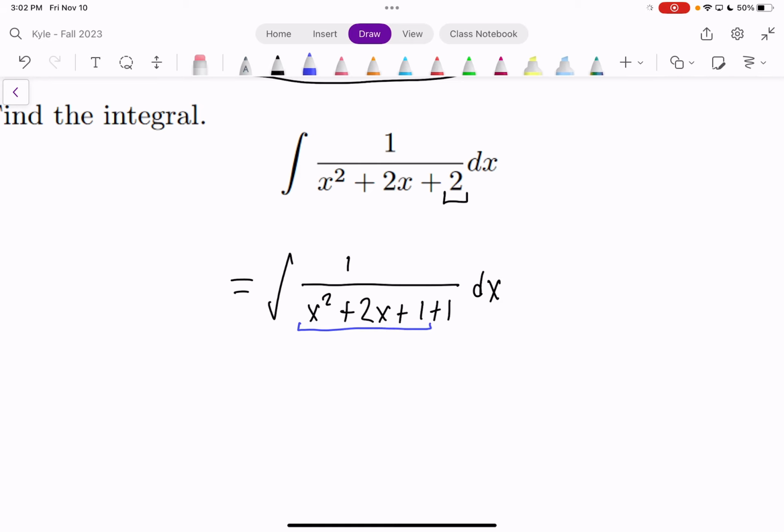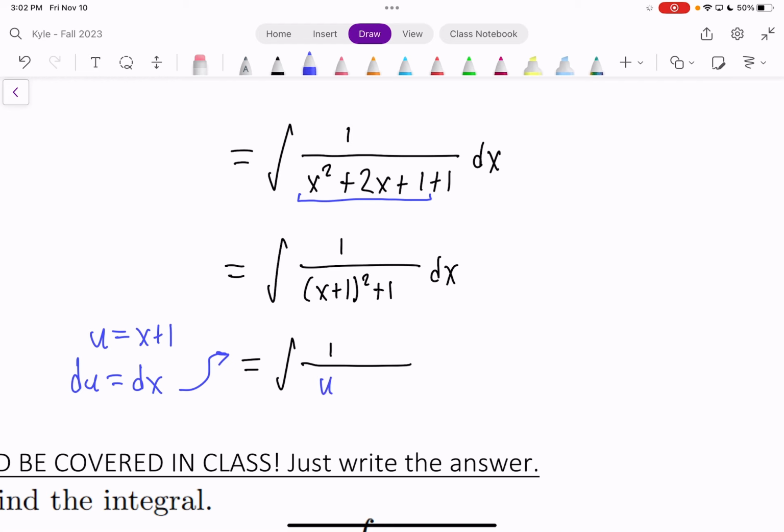So this is going to be the integral of 1 over (x plus 1) squared plus 1 dx. Now it looks like we can make clever use of u-substitution again. I'm going to let u equal x plus 1. Then du is equal to dx. We'll substitute that in here and get the integral of 1 over u squared plus 1, and our dx just turns into du.